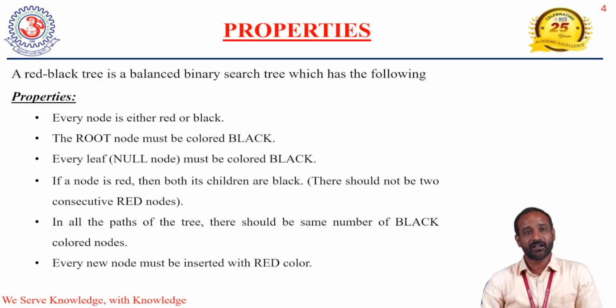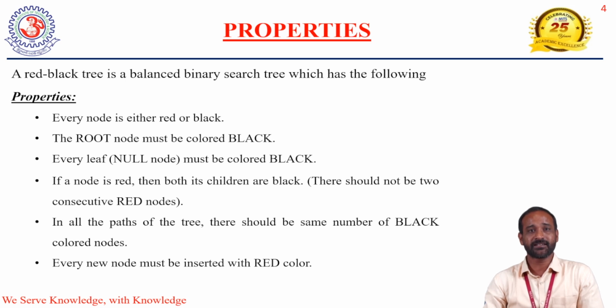Coming to the properties of a red-black tree: every node is either red or black. So whatever node you are going to insert, that node should be red or black. The root node must be colored black. Every leaf, that means a null node, must be colored black. If a node is red, then both its children are black. There should not be two consecutive red nodes. The meaning of that is we cannot insert two consecutive red nodes in the red-black balanced tree.